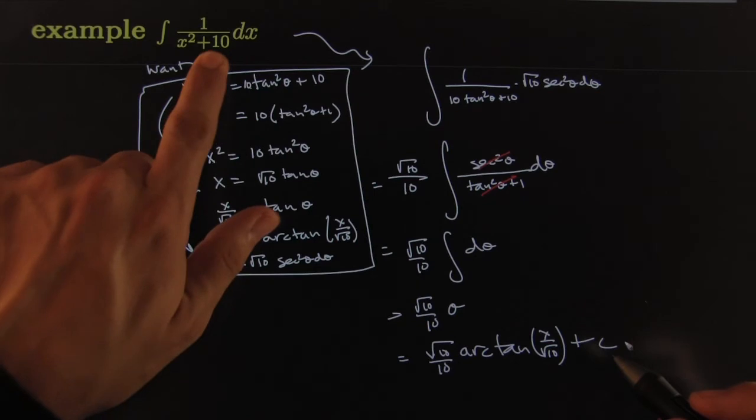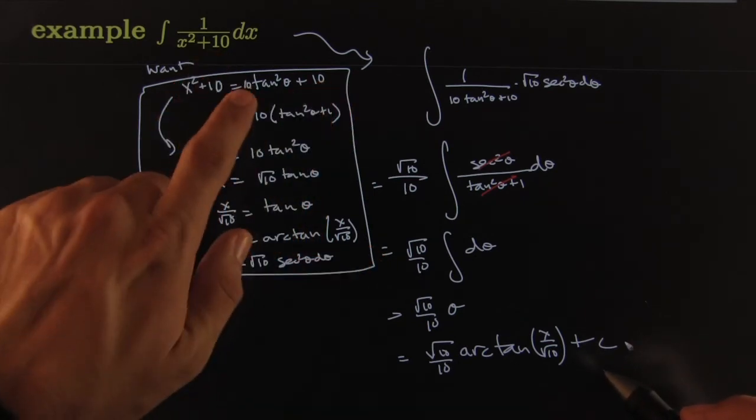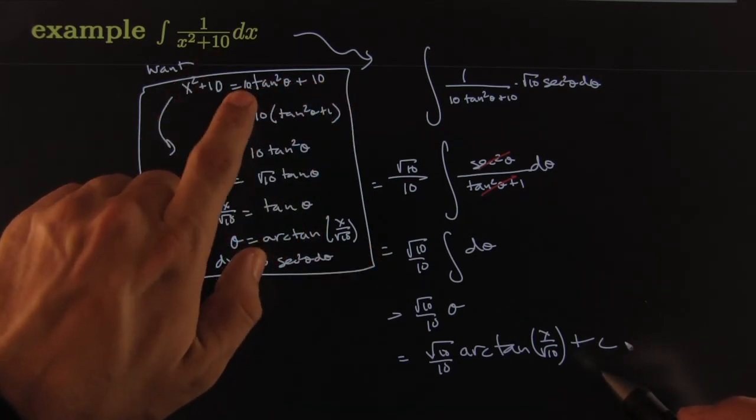That's how you deal with these constants here. You don't change them. You try to make the coefficient in front of the trig function match it.